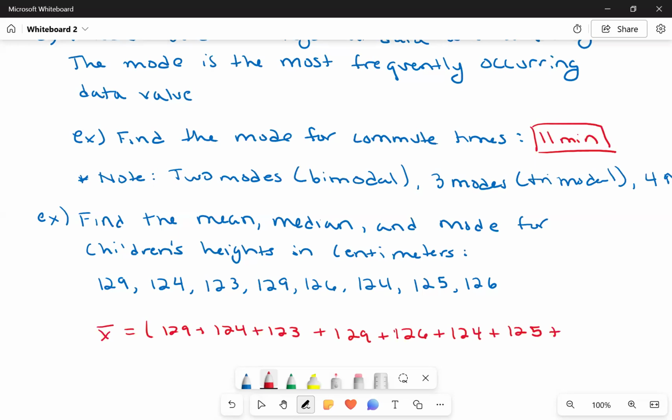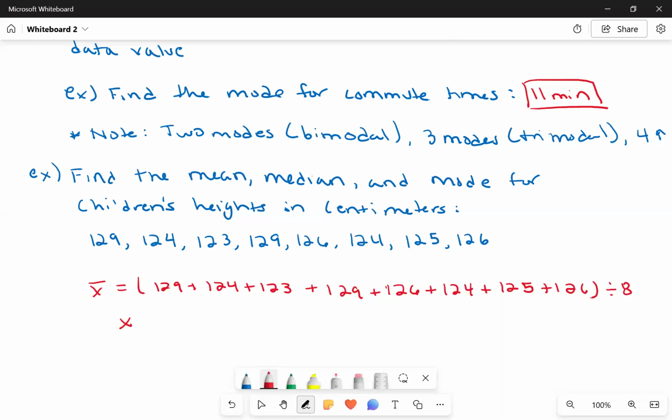125 plus 126. Okay, and let's see. I have 1, 2, 3, 4, 5, 6, 7, 8 children here. So I'm going to divide it by 8. And I ended up getting 1006 divided by 8, which comes out to 125.75 centimeters.